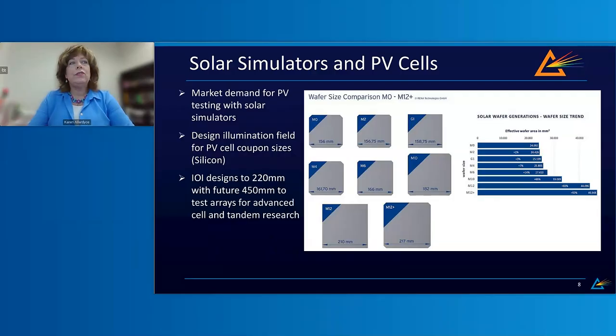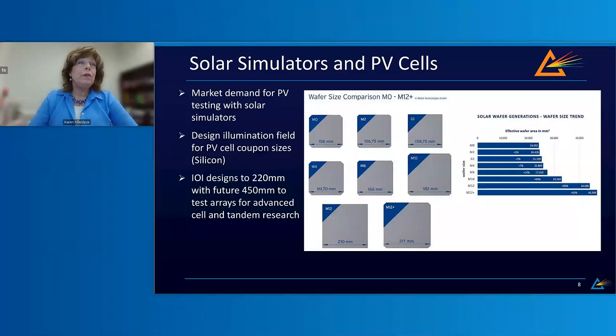Solar simulator designs naturally evolve alongside PV industry trends as manufacturers push toward the higher module power and, of course, lower cost per watt. The industry has migrated steadily to larger silicon wafer formats, and that's what you see here in this pictorial. The largest wafers now exceed 217 millimeters. So this drives the need for larger, more uniform illumination fields in both research and development and manufacturing environments.